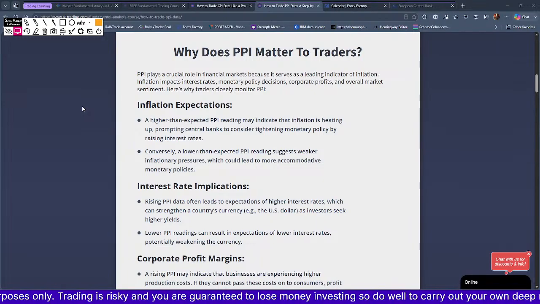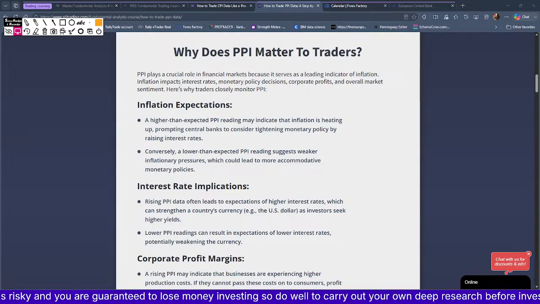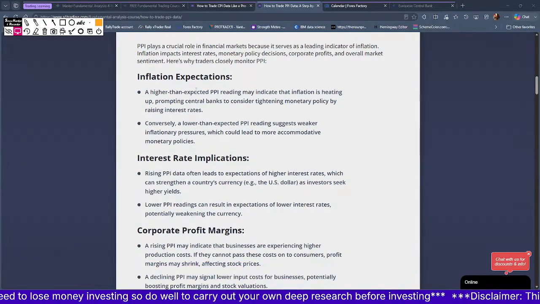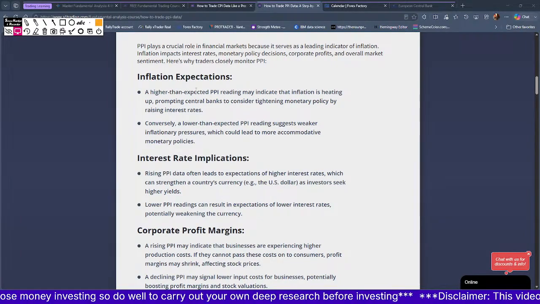PPI plays a crucial role in financial markets because it serves as a leading indicator of inflation. Inflation impacts interest rates, monetary policy decisions, corporate profits, and overall market sentiment. Here's why traders track PPI closely. Inflation expectation. I already told you how it affects everything else. A higher than expected PPI reading may indicate that inflation is heating up, prompting central banks to start considering tightening monetary policies by raising their interest rates.